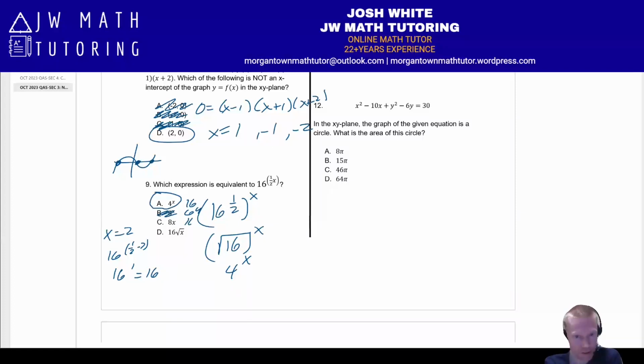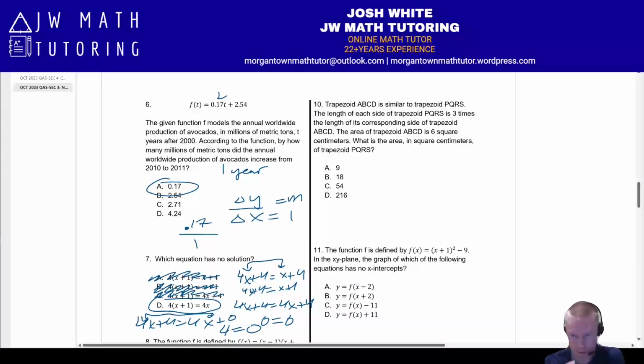8 times 2 for C is 16, so that one you would technically keep. And D is 16 root 2. Okay, obviously not correct. Now at this point, I would have to repeat picking numbers, but now I would maybe let x equal 0. So 1/2 times 0 is 0. 16 to the 0 is 1. So now 4 to the 0 is 1. Okay, that matches. 8 times 0 is 0. That does not match. So you could also use picking numbers to figure this one out, but the correct answer is going to be A.